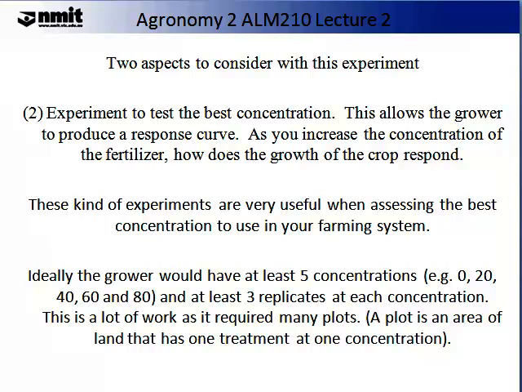Ideally, the grower would have at least 5 concentrations to investigate. For example, you may start off with 0, 20, 40, 60 and 80 grams per litre, and at least 3 replicates at each concentration. As you can begin to see, this is a lot of work as it requires many plots. A plot is an area of land that has one treatment at one concentration.